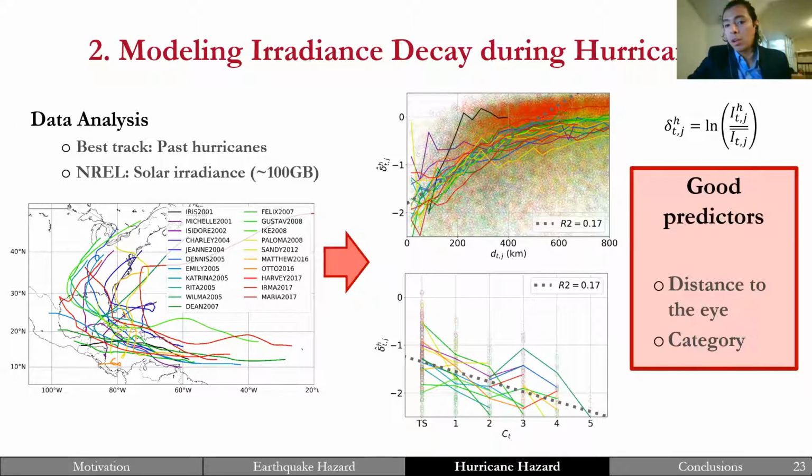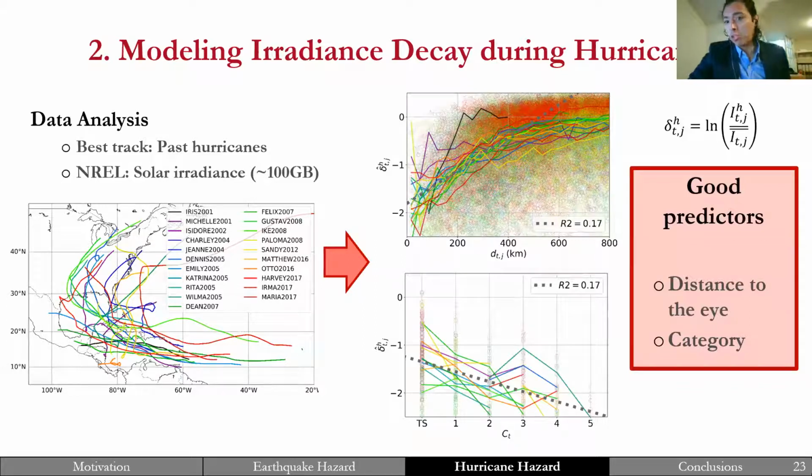That's when the log gets to 0, and that means that the irradiance during hurricane conditions is similar to the median of irradiance during normal conditions. We also saw that category is a good predictor of irradiance decay. As you can see here, the higher the intensity of the hurricane, the more decay you have. So this is just a summary of what we saw.